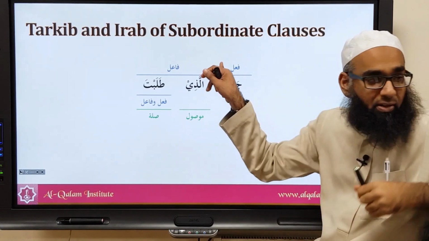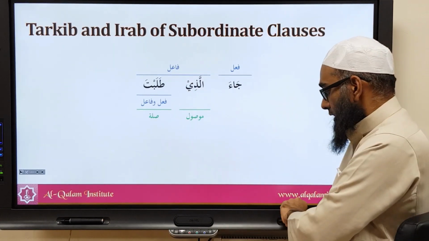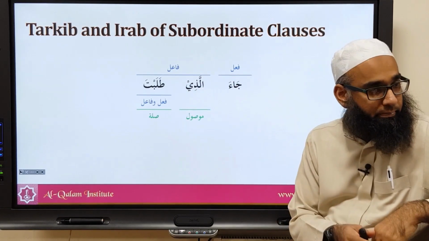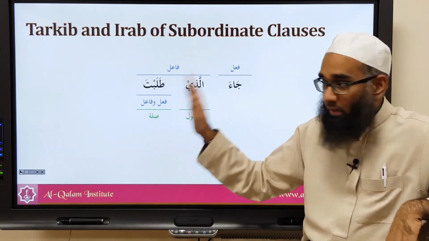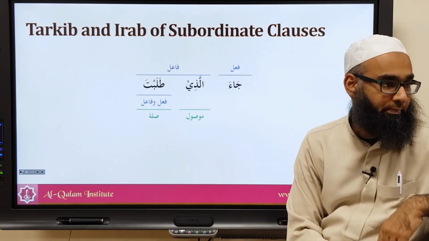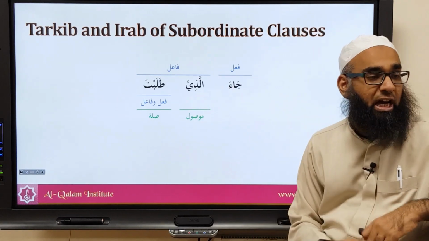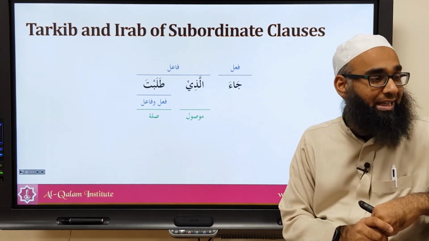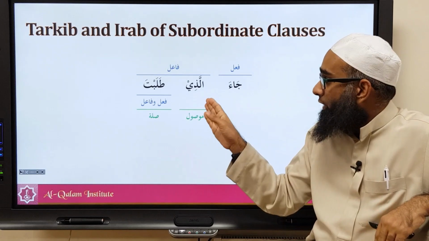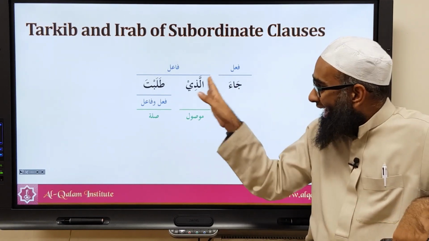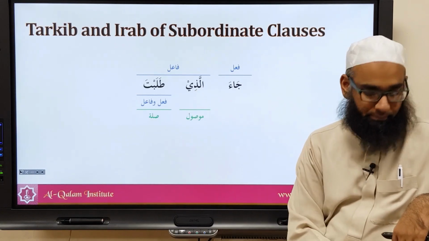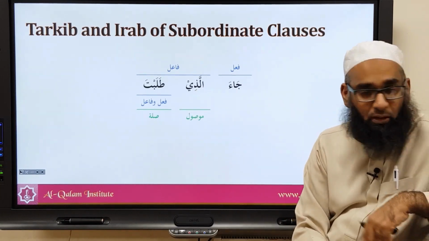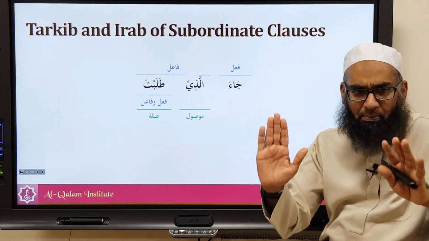For example, if you have ar-rajul, it's not working for some reason. If you have ja'a ar-rajul, so ar-rajul becomes the mawsoof, then the mawsool sila becomes the sifa, and the mawsoof sifa becomes the fa'il. If you have ar-rajul here, Ja'a al-rajul alladhi talabta. In this scenario, al-rajul becomes the mawsoof, alladhi talabta, mawsoof sila becomes the sifa, and mawsoof sifa becomes the fa'il. Make sense? Okay? Right.